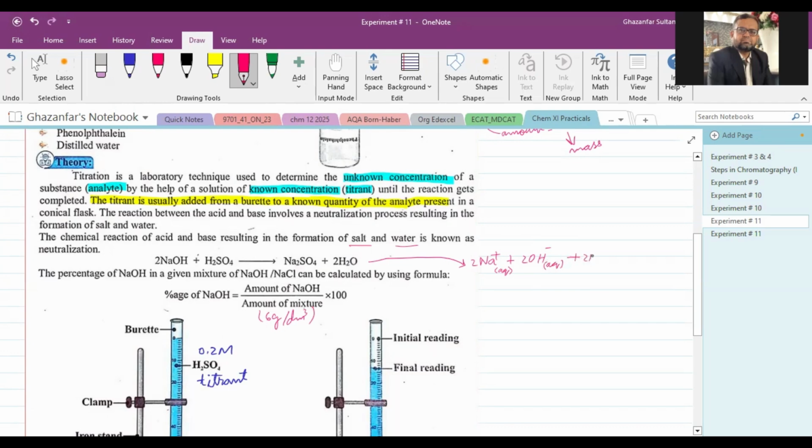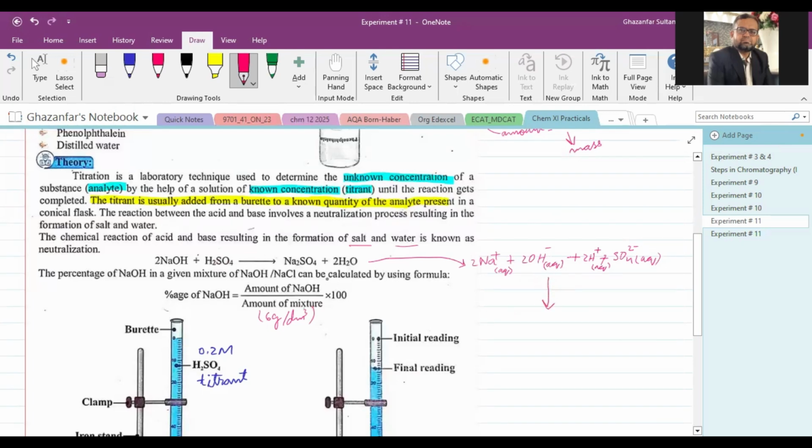Plus 2 moles of hydrogen ions. These are also aqueous. Plus 1 mole of sulfate ion. It is also aqueous because both of them are in aqueous condition. So definitely these are also aqueous.